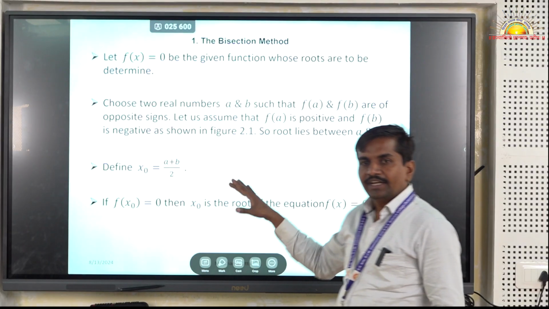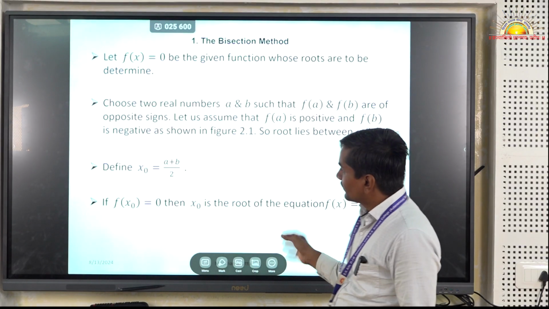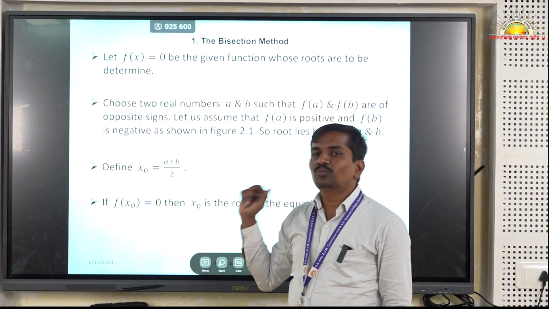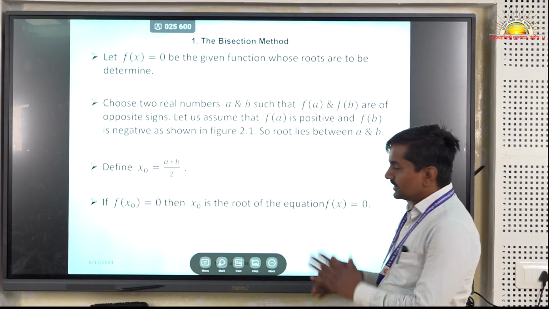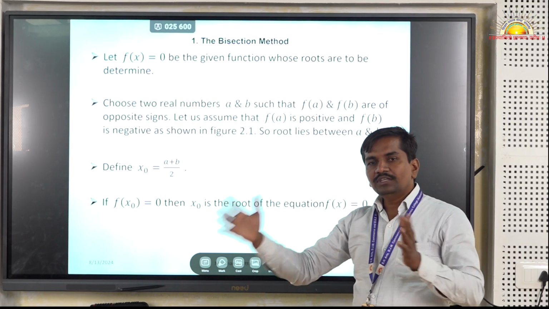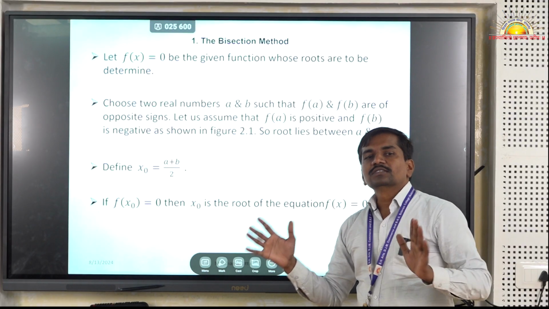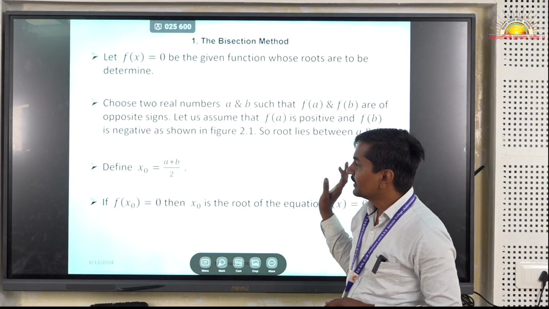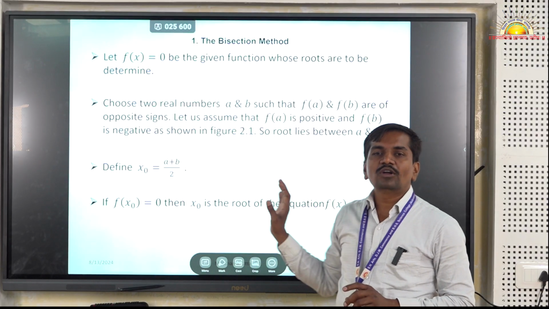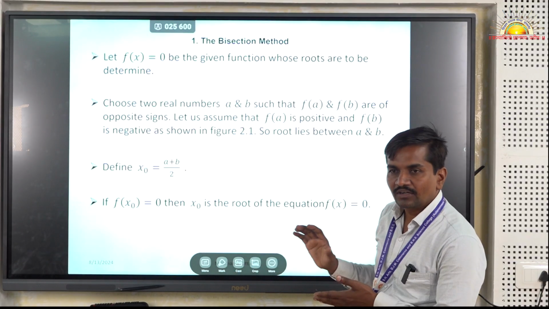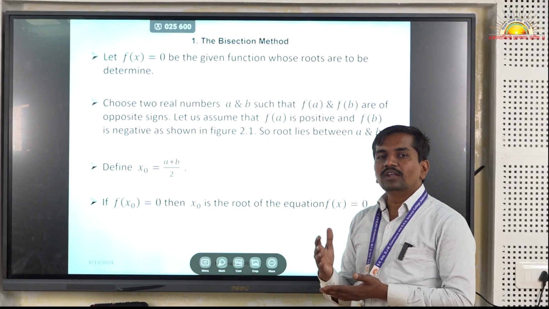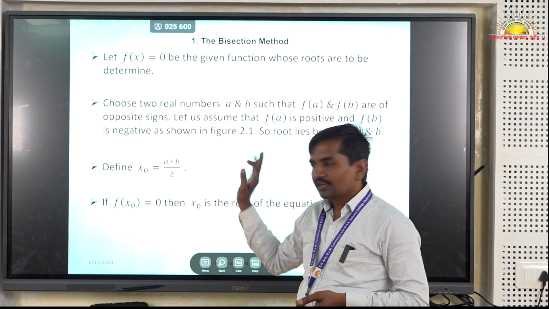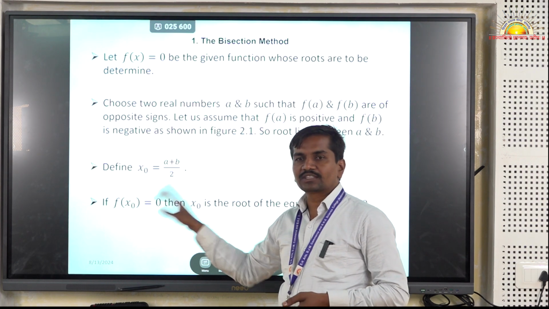Now, once a and b are chosen, define x naught, which is the mean of these 2 points. That means divide the interval a to b into 2 equal sub intervals. That means define x naught is equal to a plus b divided by 2, and therefore this method is called the bisection method, because in this method we bisect the interval which contains the root. Now, once x naught is defined, calculate the value of the function at x naught.